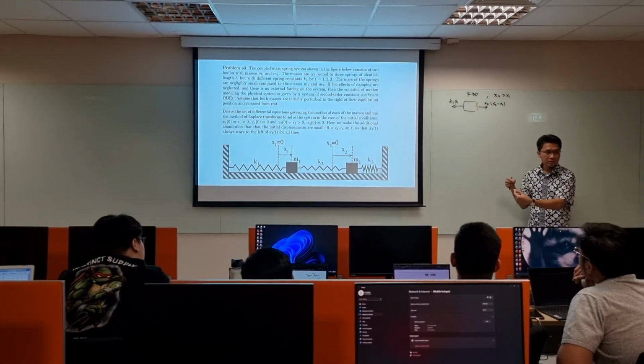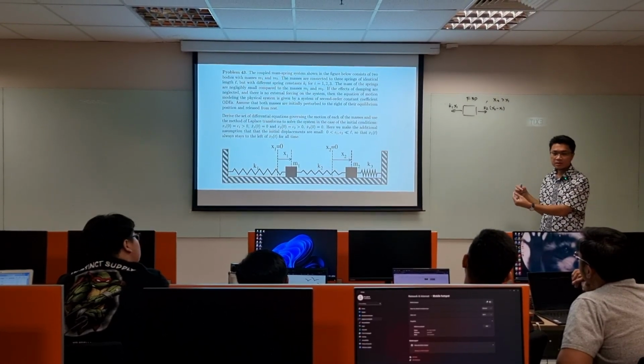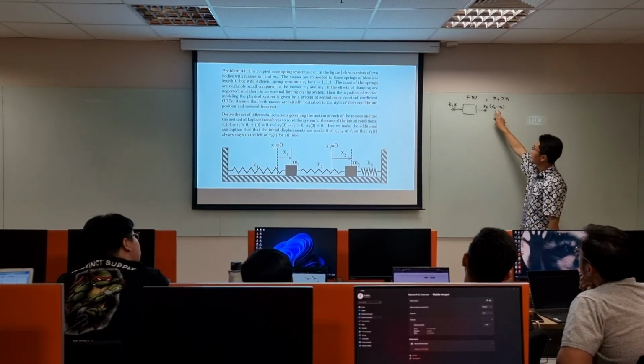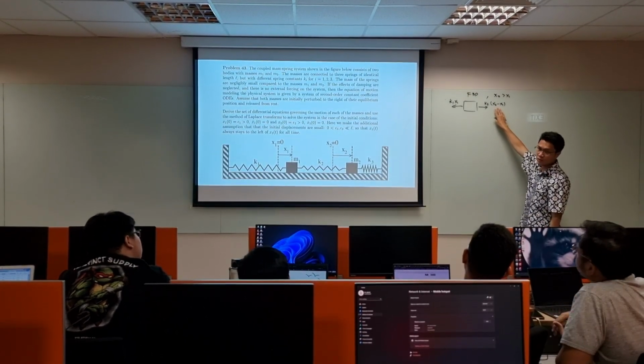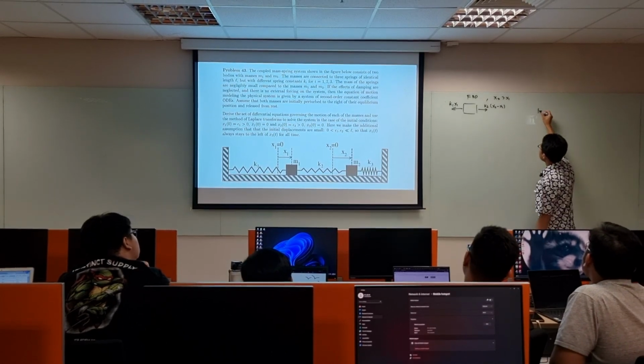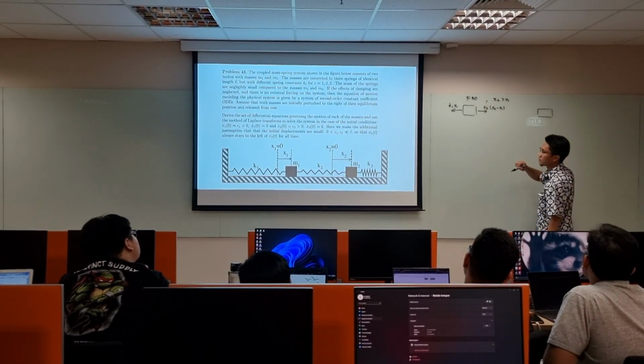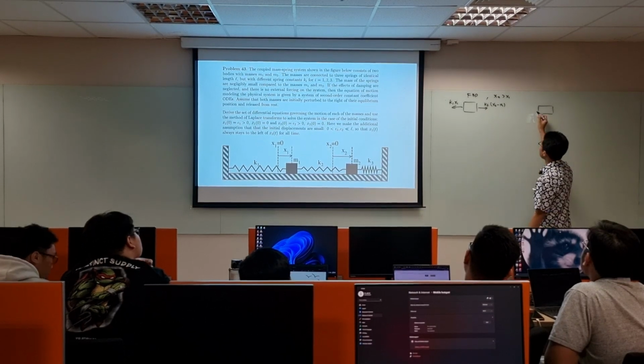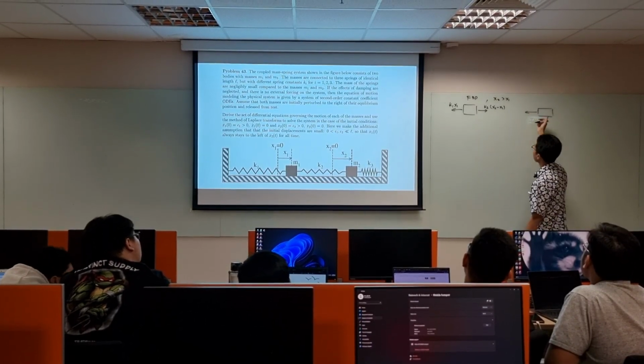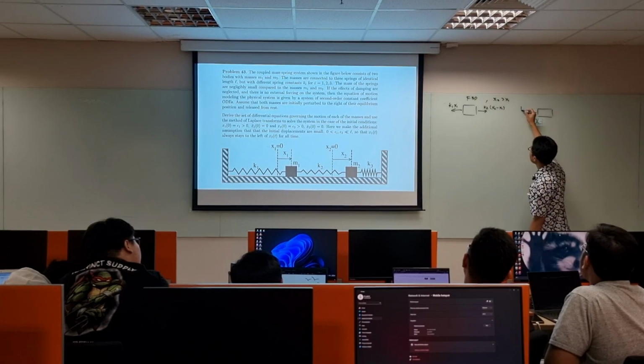What if x2 and x1 have the same displacement? There will be no force in here. What about mass number 2? Canceling out, it will be pulled to the left. Then this is K2.